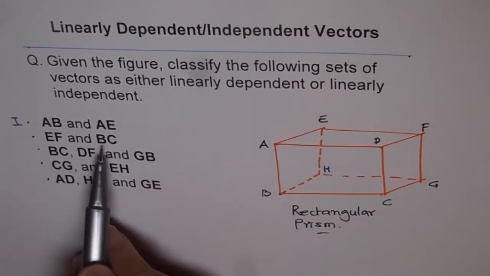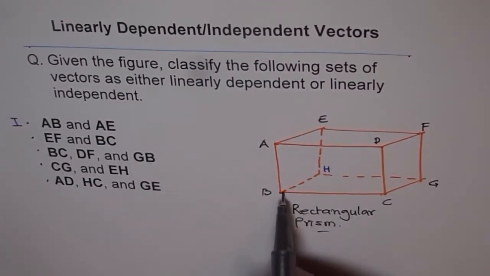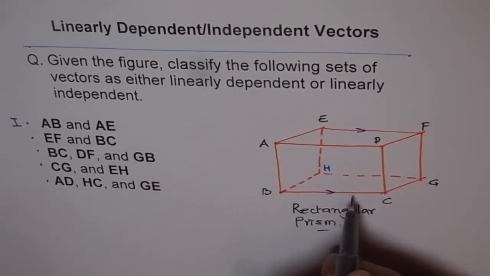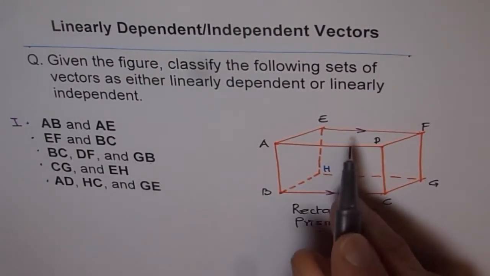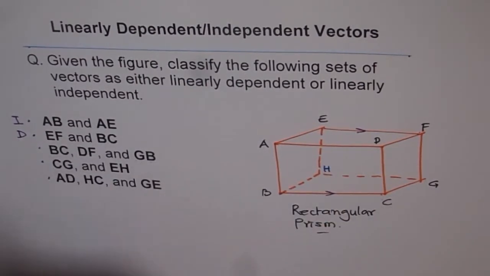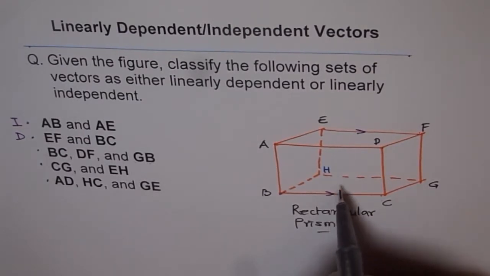EF and BC. So EF is here and BC is here, right? You can see EF is actually parallel to BC. So they are parallel vectors, so these two vectors are dependent. Since they are parallel, they must be dependent, right? You can write one in terms of another.